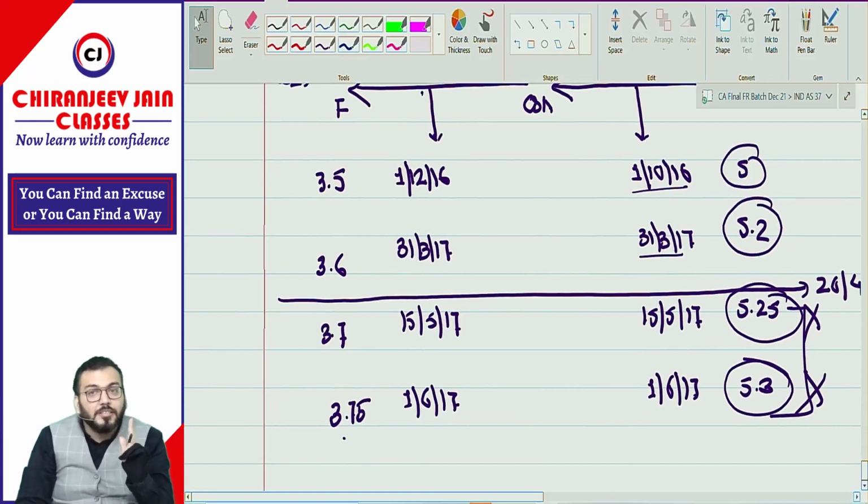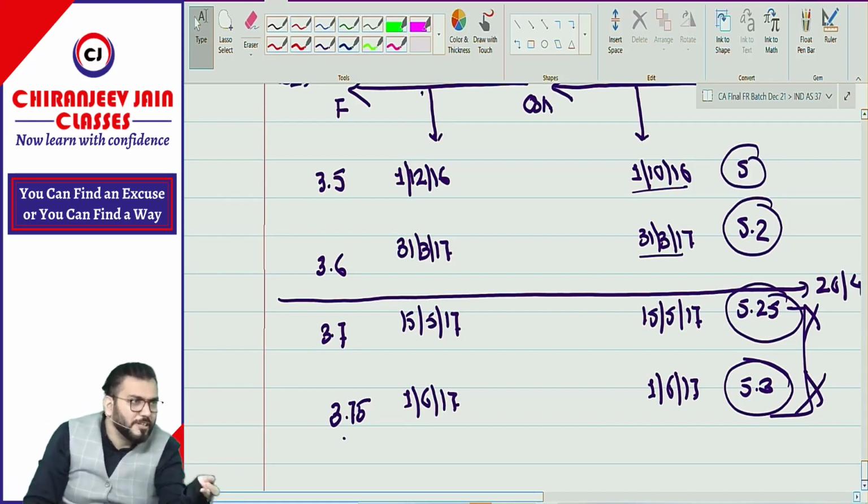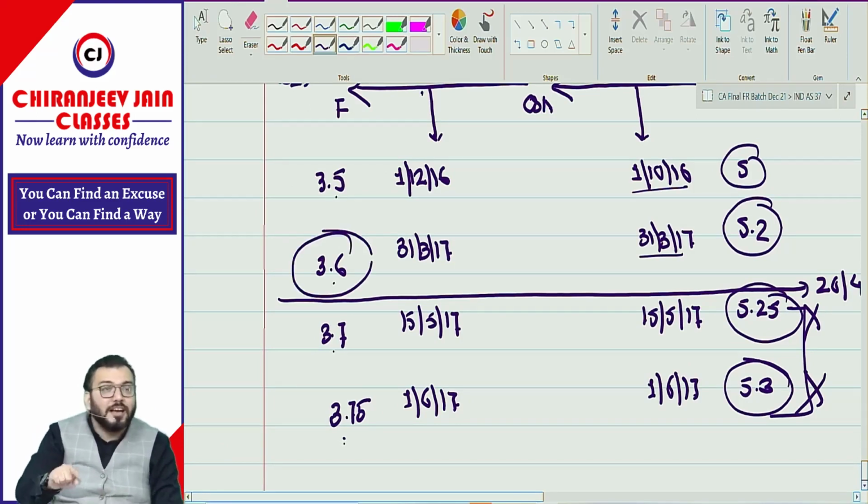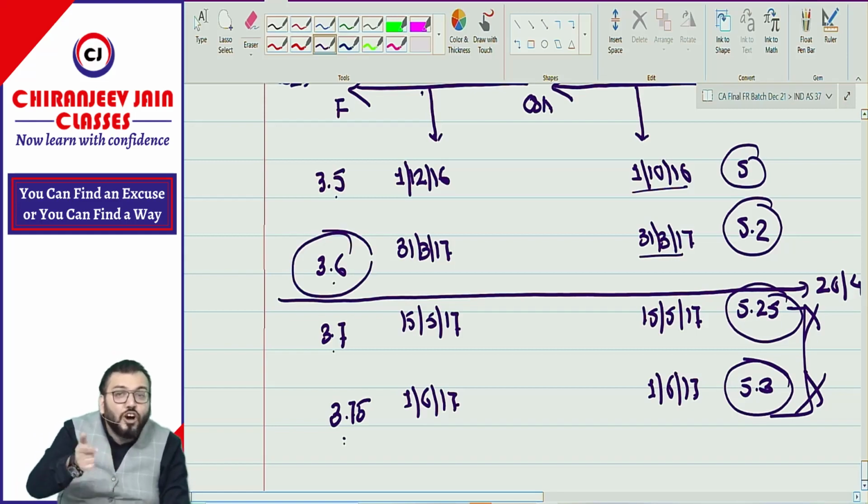Correct? Yes sir. Now what will be the reimbursement amount if suppose the asset is recognized? I mean, we don't know whether the asset should be recognized or not, but which amount will we take? 3.5 or 3.6 or 3.7 or 3.75? 3.6. Now the doubt will come whether we should recognize or not.